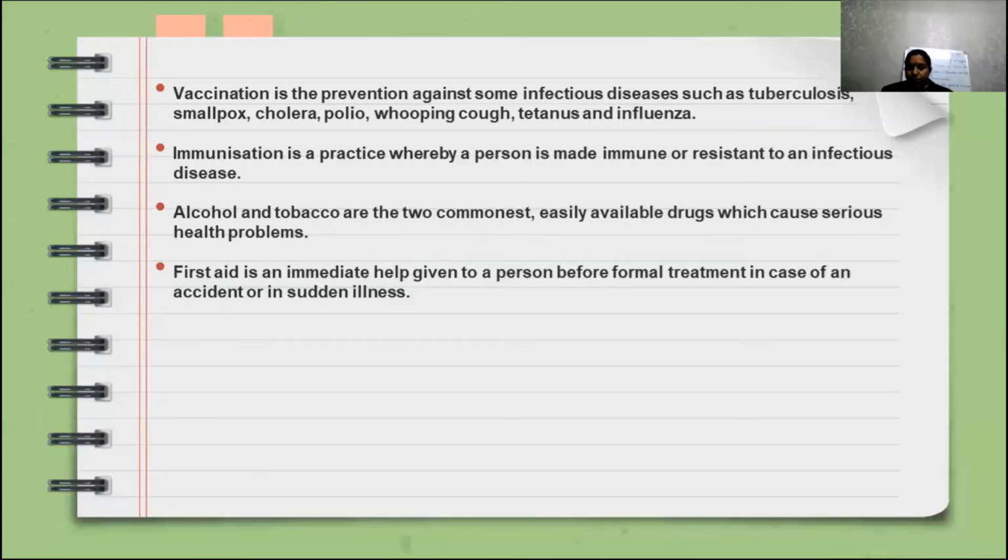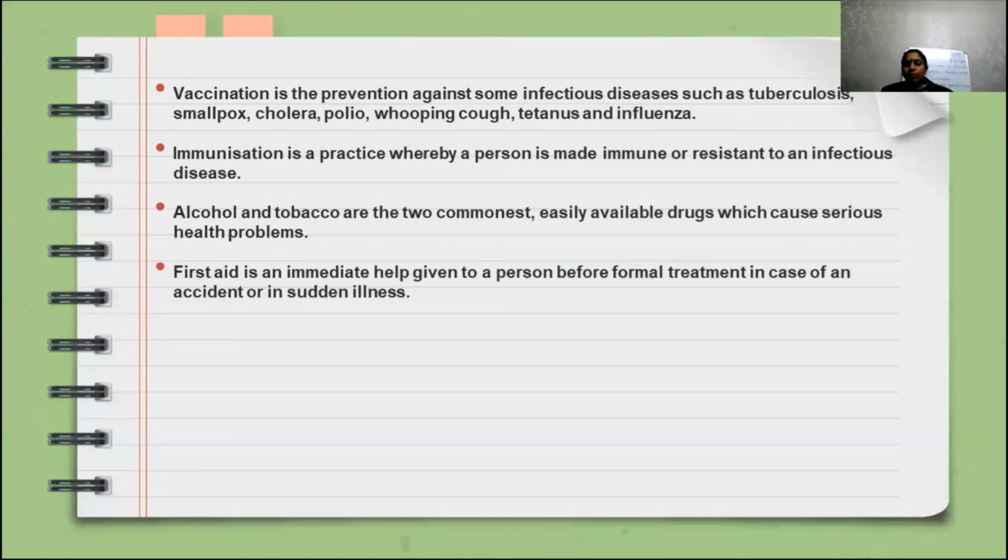Then burns. What is the first aid for burns? Then fracture. Fracture means the breaking of a bone due to a fall or an accident. Then sometimes we know that the bones shift from the joints. That's called dislocation of bones. So in dislocation of bones or in fracture, we can give first aid to the person.